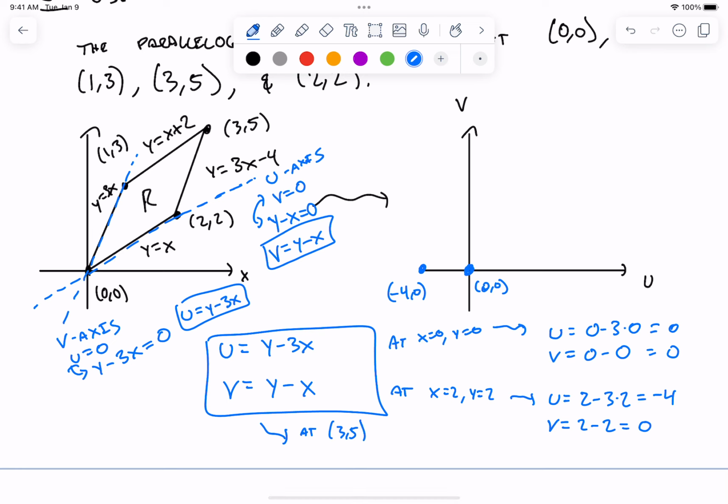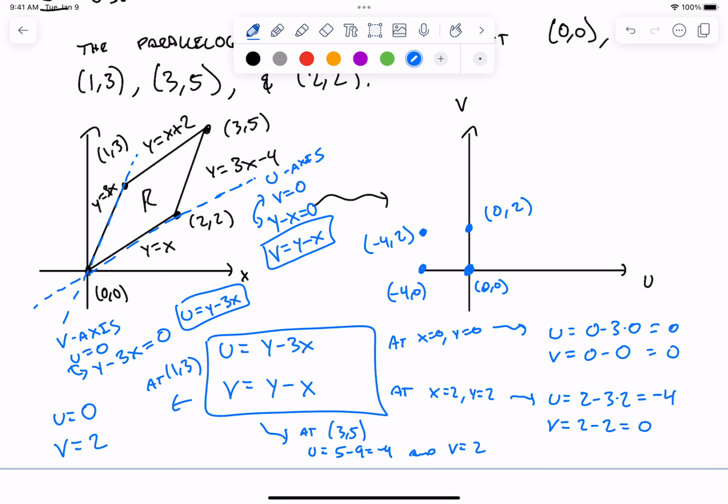What are we going to have? We're going to have u equals 5 minus 9 is -4, and we're going to have v equals 2, right? So that's going to put us up here, right? -4, 2. And then our last point is what? It's going to be at 1, 3, right? At 1, 3, what do we have? We have u equals 0, as it should have, right? And then I'm going to have 2. So that's this point here, 0, 2.